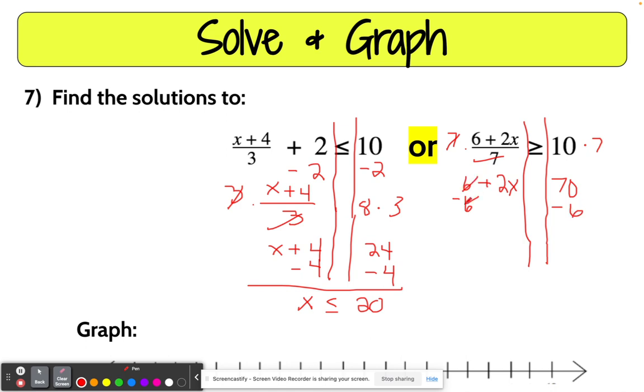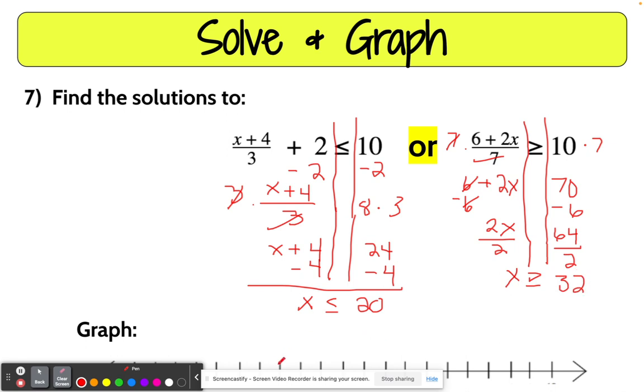Send home those 6s. That cancels out, and I have 2x and 64. Last step, I'm going to divide both sides by 2. Not multiplying or dividing by any negative number, so x is going to be greater than or equal to 64 divided by 2 is 32.